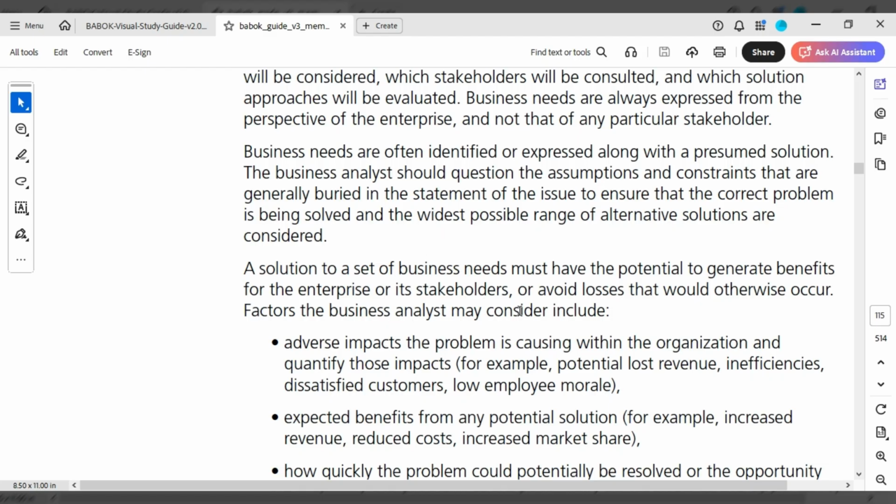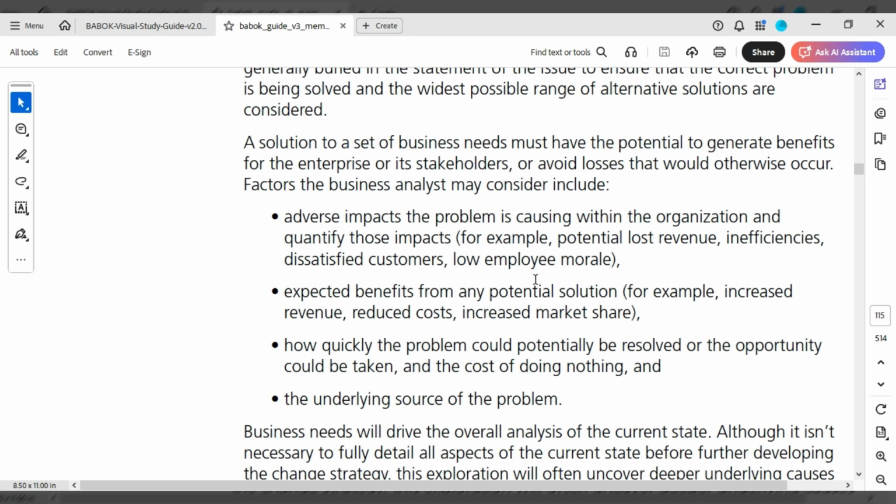So just telling you, whatever you are bringing to the table, please bring it. Make sure you do due diligence. Factors the business analyst may consider include adverse impacts the problem is causing within the organization, and quantify those impacts. For example, potential loss, revenue inefficiencies, dissatisfied customers, low employee morale.